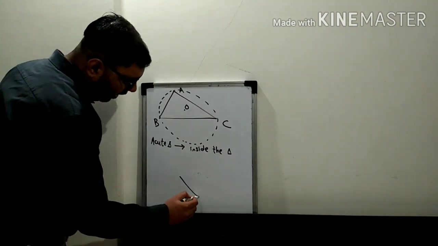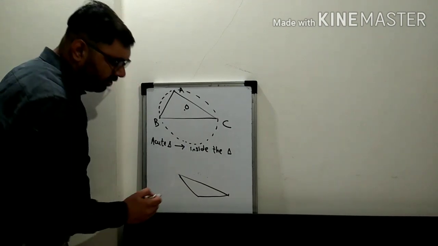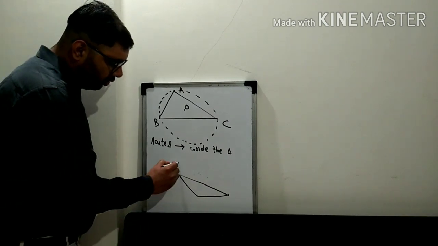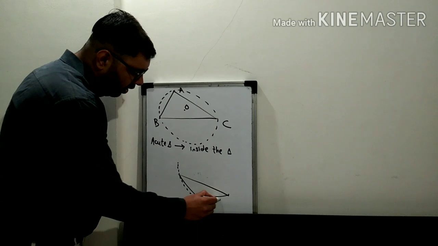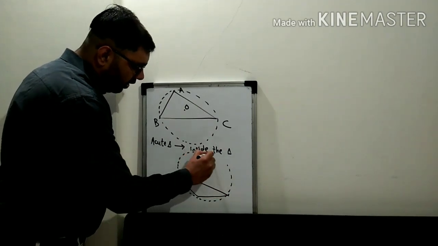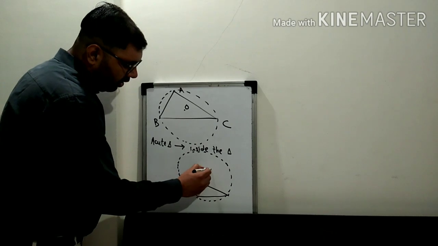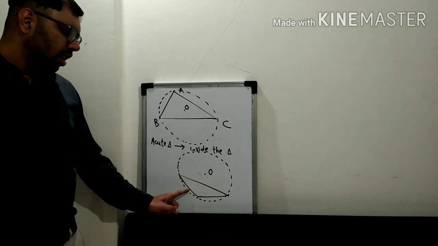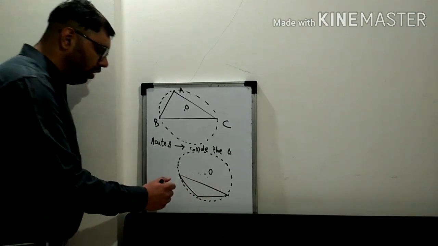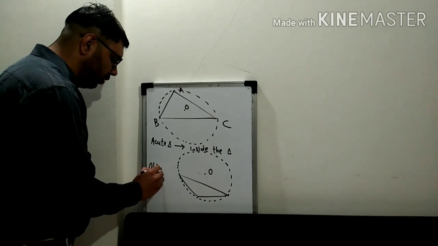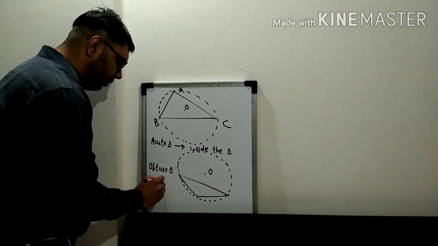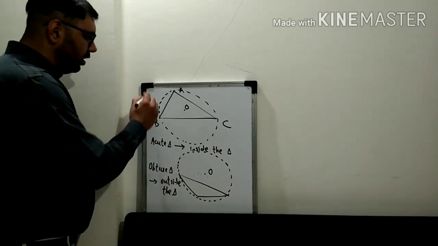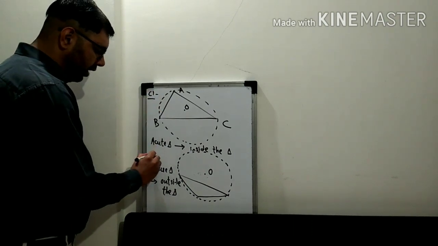Now if I take an obtuse angle triangle, as we all know, one angle is more than 90 and the other two are acute angles. In this case, if I draw a circumcircle, it looks somewhat like this. If I take the circumcenter, it will lie outside. Whenever we draw a circumcircle for an obtuse angle triangle, the circumcenter always lies outside. So for an obtuse angle triangle, circumcenter lies outside the triangle. This is case 1 and this will be case 2.